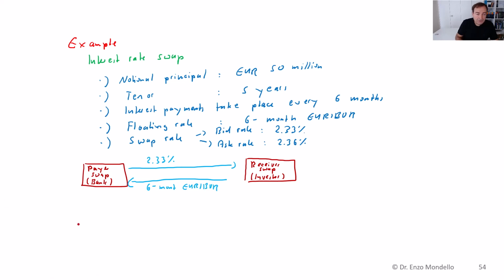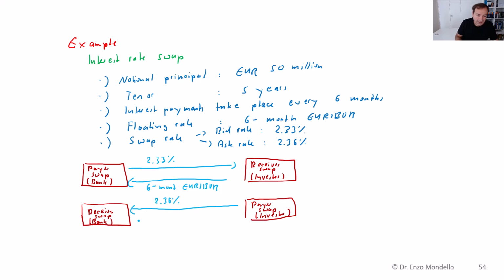Then the bank can enter into a receiver swap, and the other counterparty, the investor, enters the opposite position, which is a payer swap. The bank, as the holder of the receiver swap, receives now the ask swap rate of 2.36% every 6 months in exchange of paying every 6 months the 6 months EURIBOR.